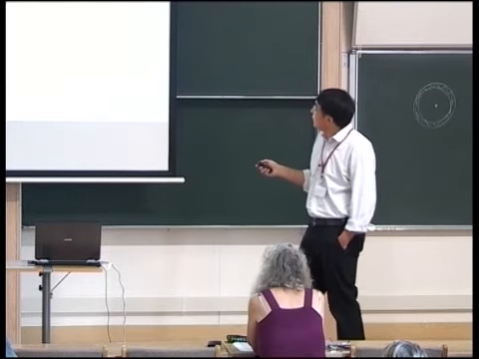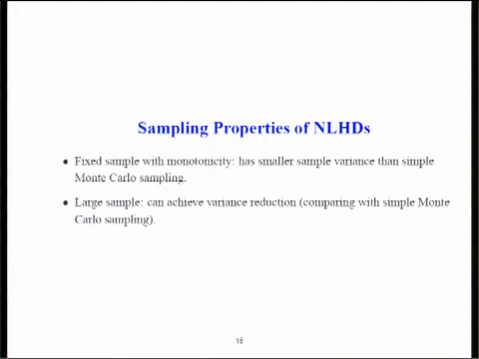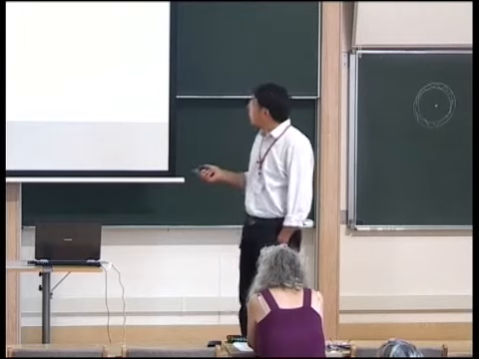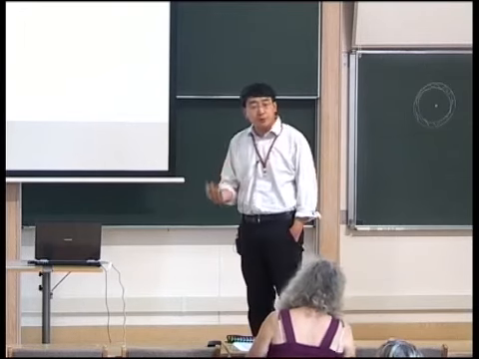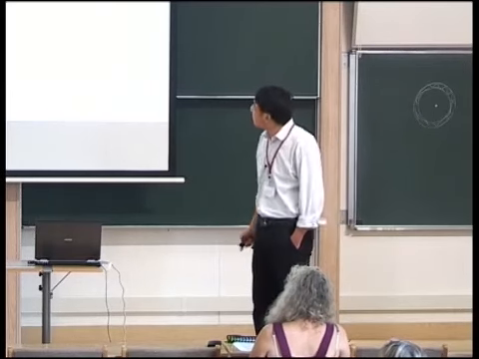if we use the nested Latin hypercube, the sample variance is smaller than the one from simple Monte Carlo. This is for a fixed sample. For large sample, you can also show that if we use the nested Latin hypercube, we can achieve variance reduction compared with simple Monte Carlo. So the nested Latin hypercube has properties very similar to a standard Latin hypercube. This means for nested Latin hypercube, we achieve both a sampling property and a very nice structure.